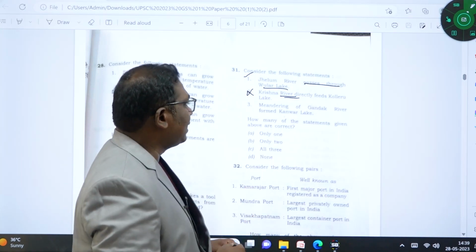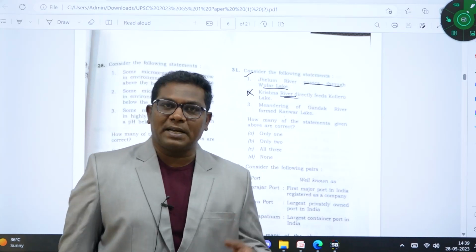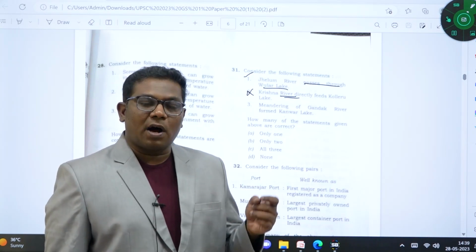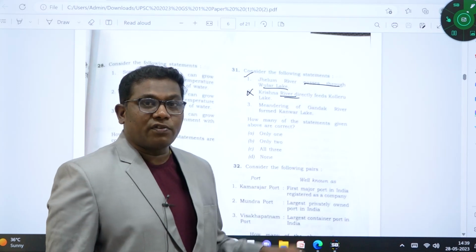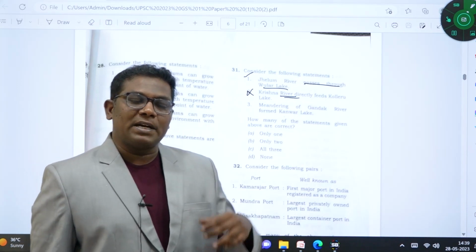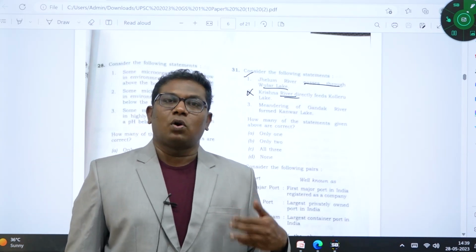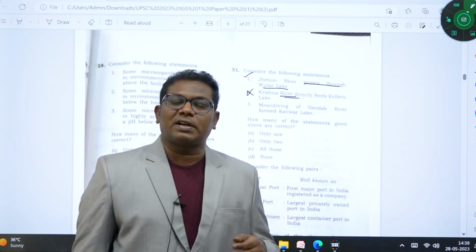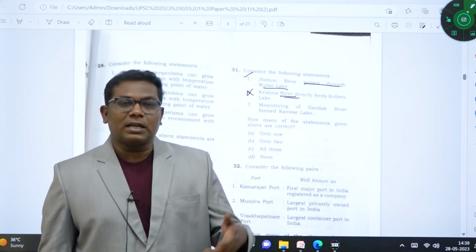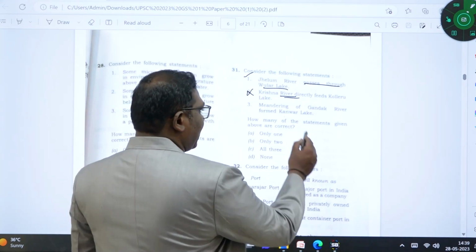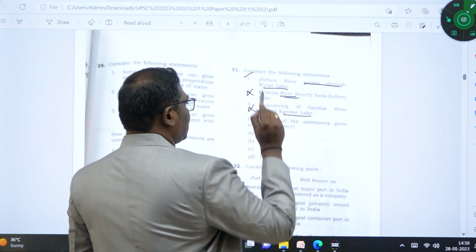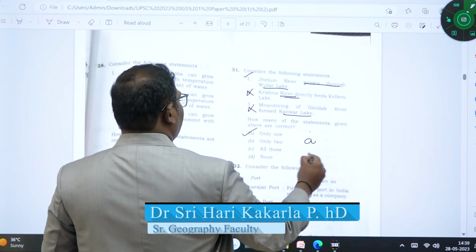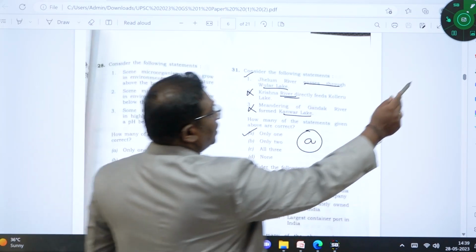And meandering of the Gandak river formed Kanwar Lake. Kanwar Lake is in Bihar. Kanwar Lake is an oxbow lake that was formed not by the river Gandak but by Burhi Gandak. Burhi Gandak means the Gandak river changed its course. The earlier course of the river Gandak was called Burhi Gandak and the present course is called Gandak. So that Burhi Gandak forms Kanwar Lake. Statement 3 is also a wrong statement. So how many statements are correctly matched here? Only one. The answer for this 31st question is option A.